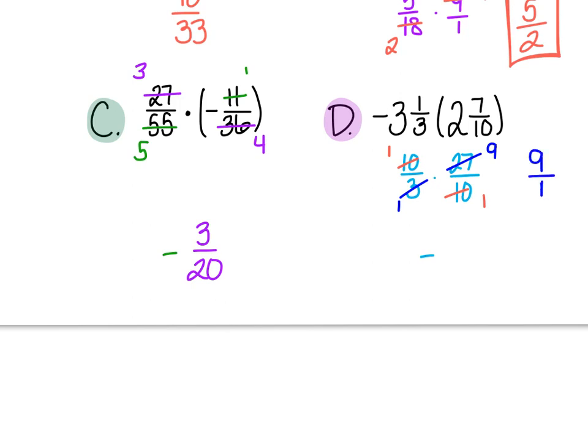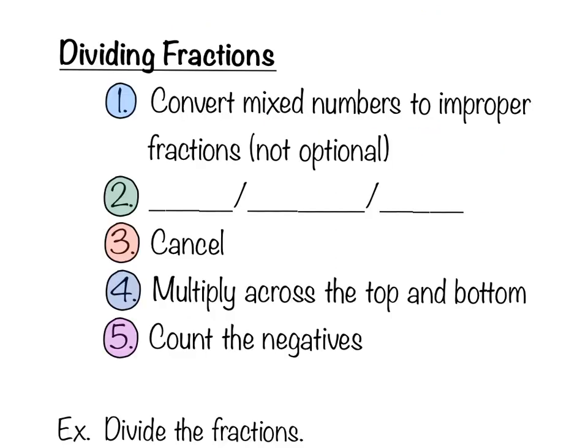The only time that you'll have to reduce after you cancel is if you get a 1 on the bottom. Instead of writing 9 over 1, we just want to write that as 9, and remember our answer was negative. So -9. So that brings us to dividing fractions.